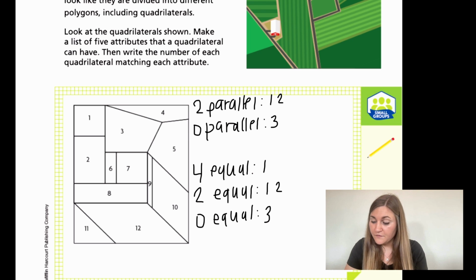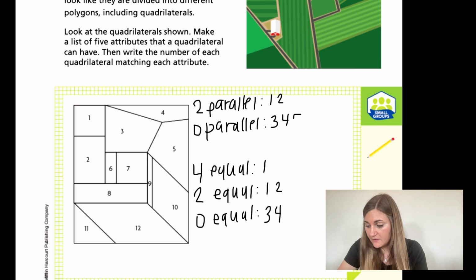All right, 4 is up in that corner. Again, none of those sides are going to be parallel. And none of those sides are going to be equal either, because it's an odd shape. 5 looks like it's going to be the same. None of those are parallel. And none of those have an equal length.